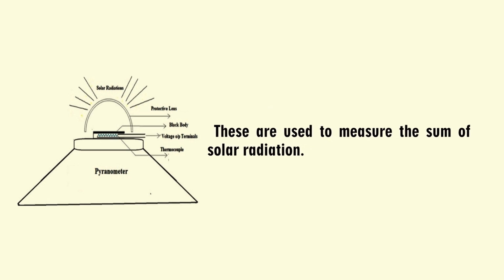These are used to measure the sum of solar radiation, but the voltage which is generated from the thermopile is calculated with the help of a potentiometer. The information of radiation needs to be included through planimetry or an electronic integrator.